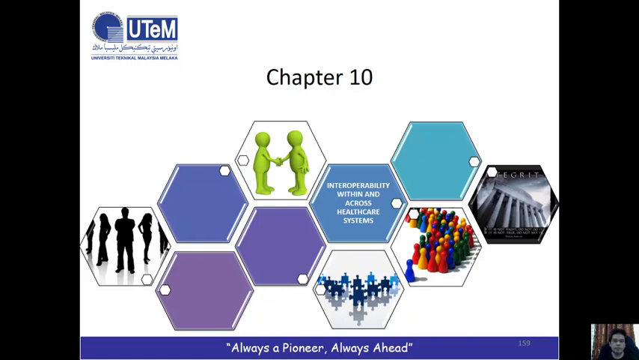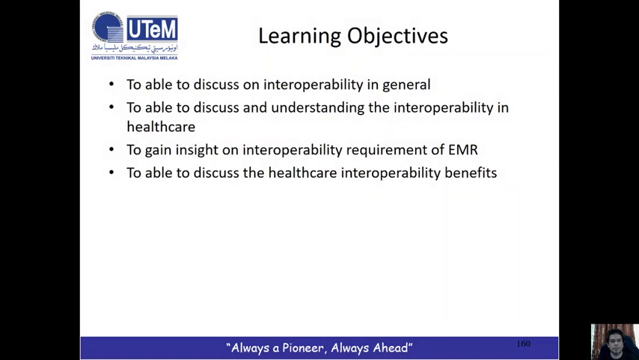Today we will continue our lecture to chapter 10, intro, interoperability within and across healthcare system. Okay, before we go in deep to the interoperability subject slide, I would like to explain to you what is the learning objective of the chapter. So the pronoun is interoperability.